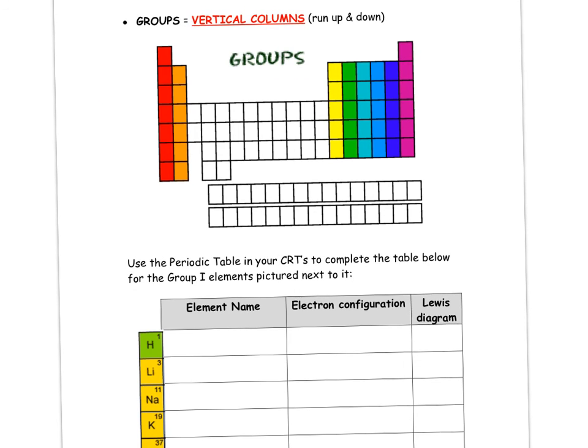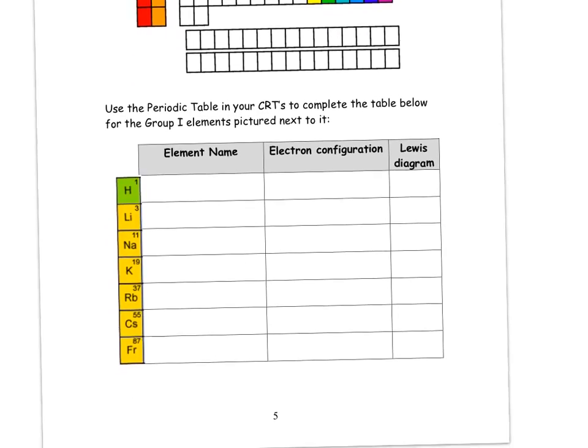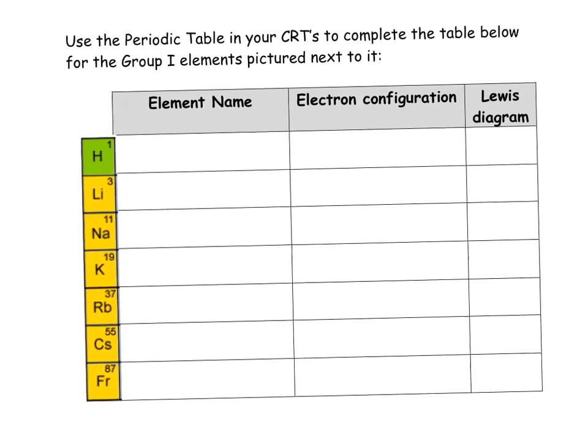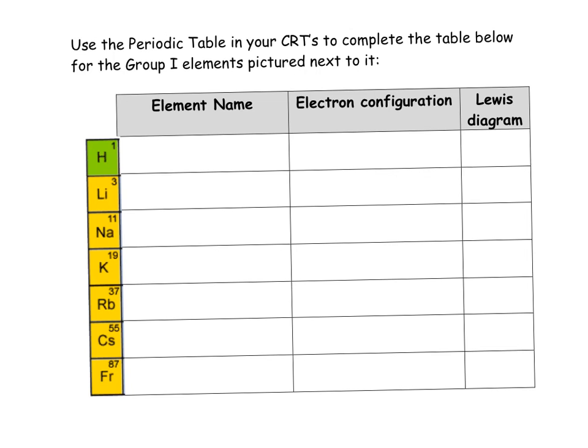Alright, the vertical columns that run vertically, up and down, are called groups. And again, I want you to take a second and look at your reference tables, your chemistry reference tables. That's what CRT stands for, chemistry reference tables, to complete the table below for group 1 elements pictured next to it.